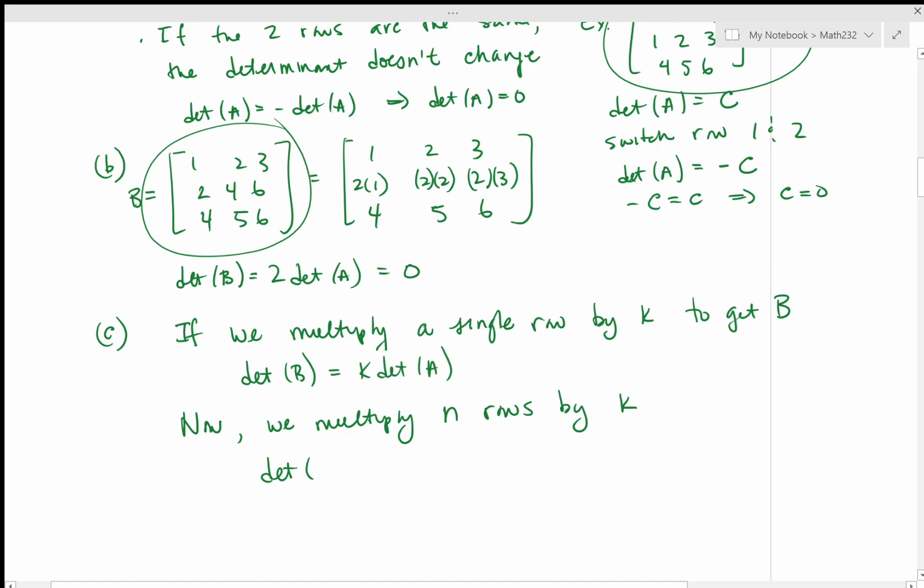That's a single row. Now we multiply n rows by K, say to get some other matrix C. Then the determinant of C, which is equal to the determinant of K times A, we're multiplying every row. So each time we multiply a row, we get a factor of K appearing, and there's n rows. So this is K to the n det A.